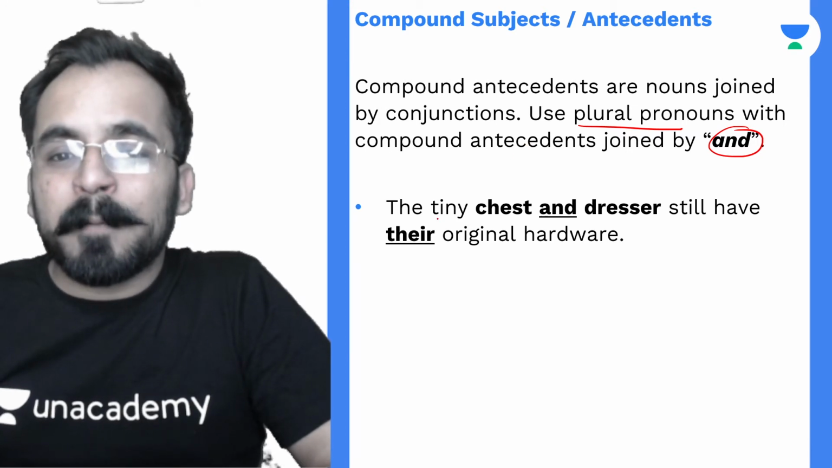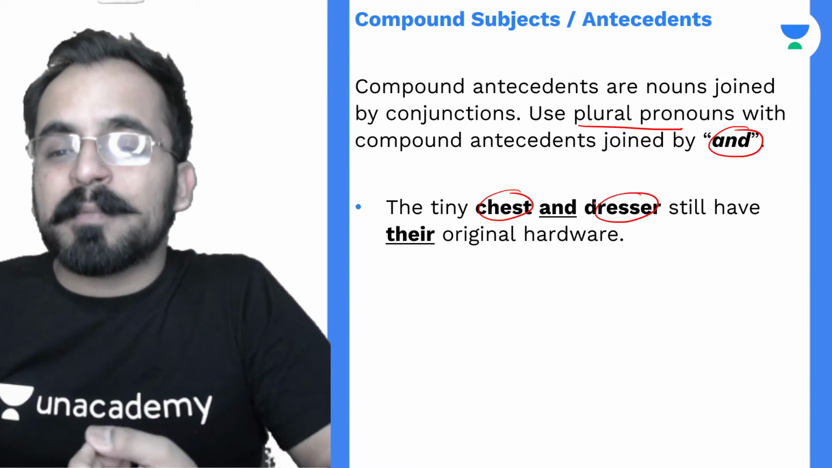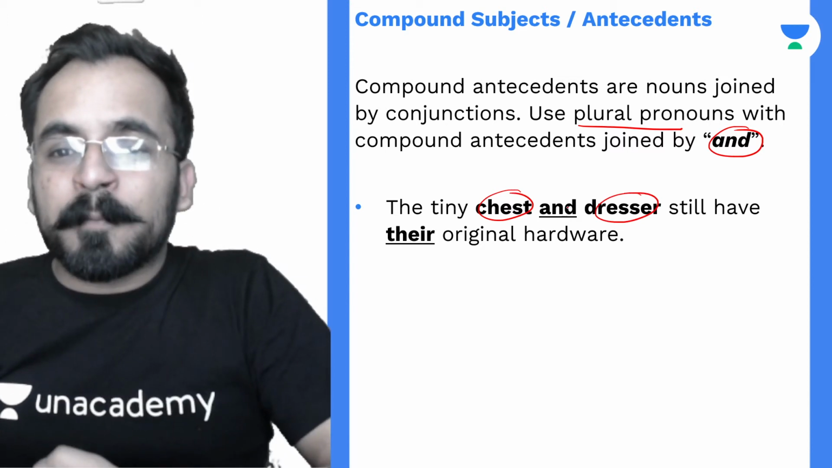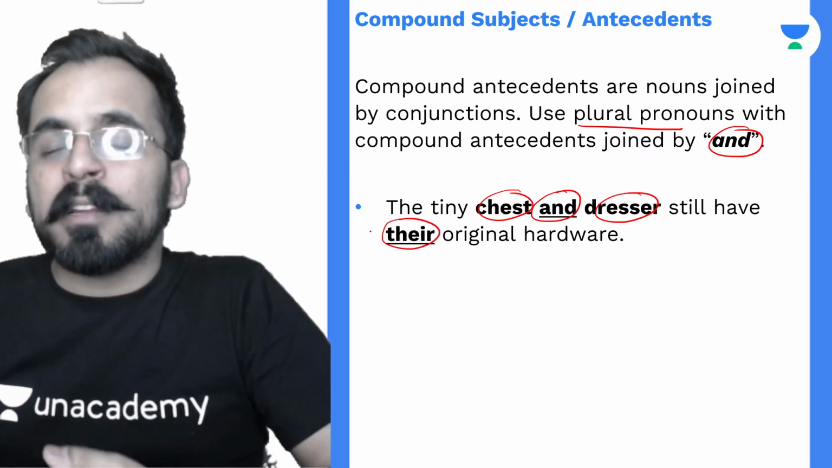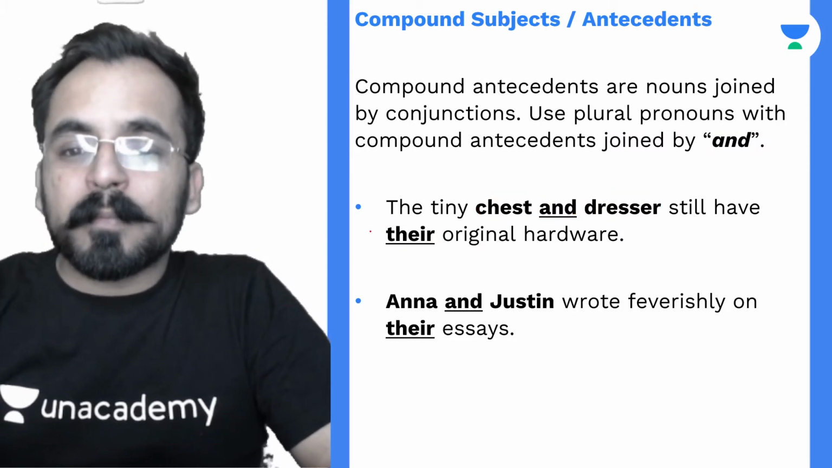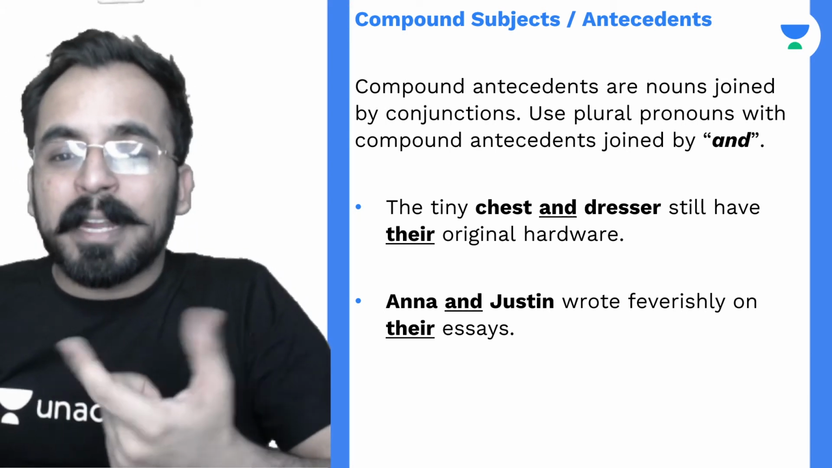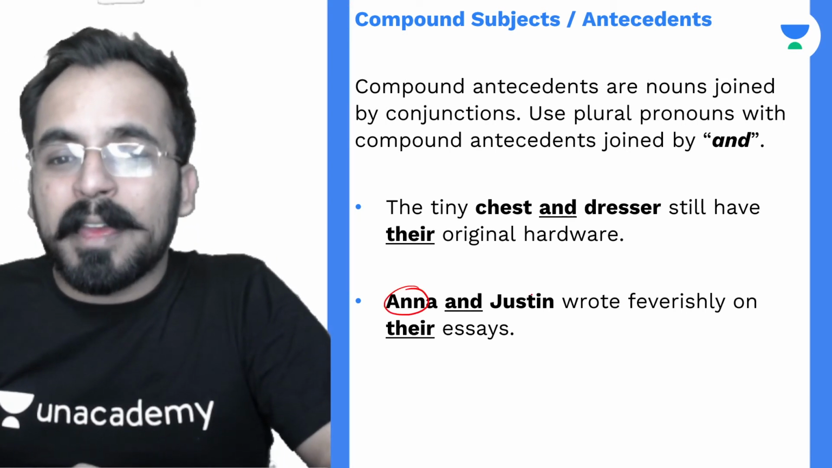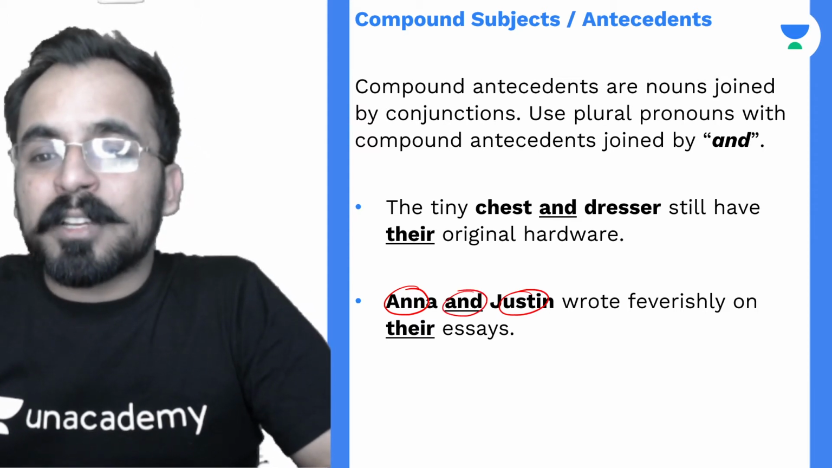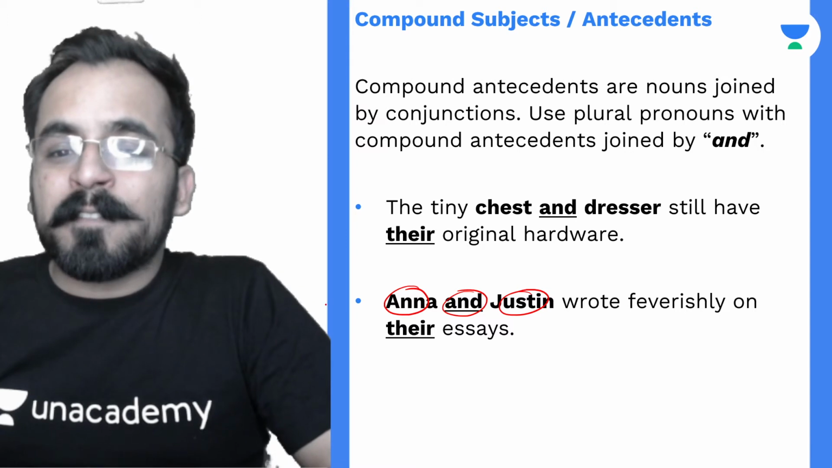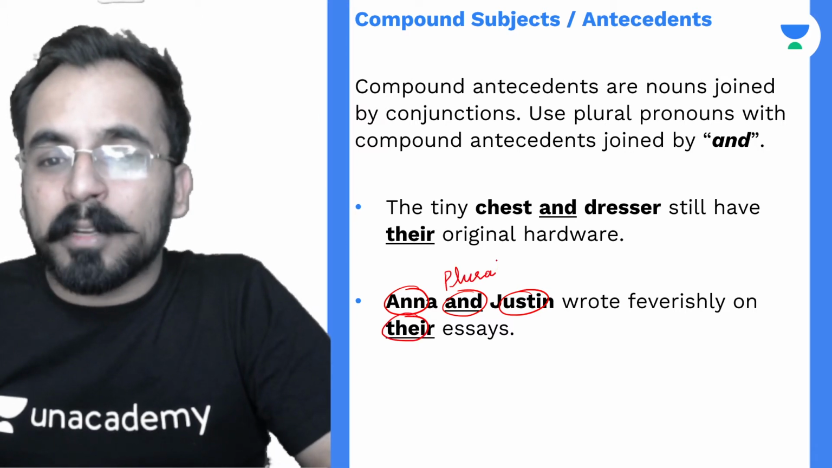For example, the tiny chest and drawer. So how many antecedents do we have now? 2. Joined together by the conjunction and. So for them we have a plural pronoun. Next, Anna and Justin. So how many antecedents do we have? 2. Anna and Justin joined together by a coordinating conjunction and. So wrote feverishly on their essays because our antecedent is plural.